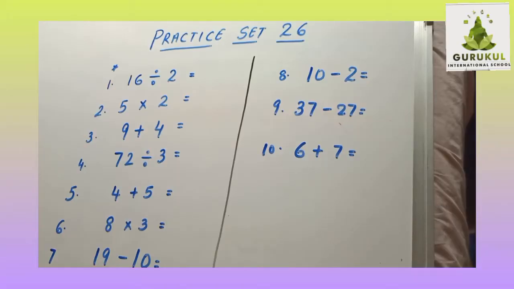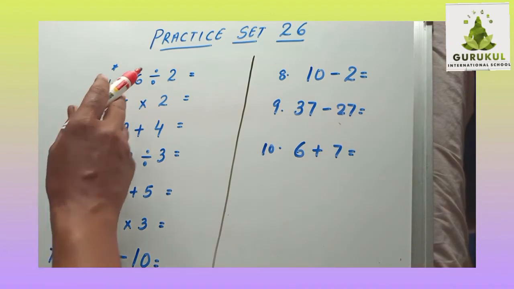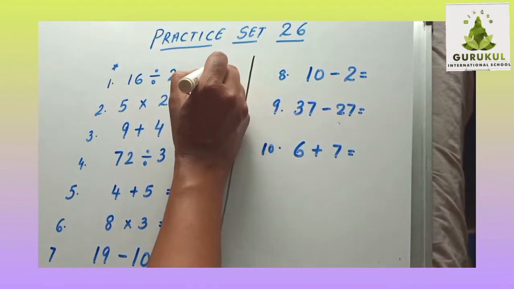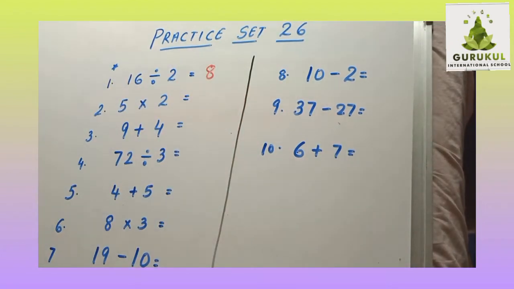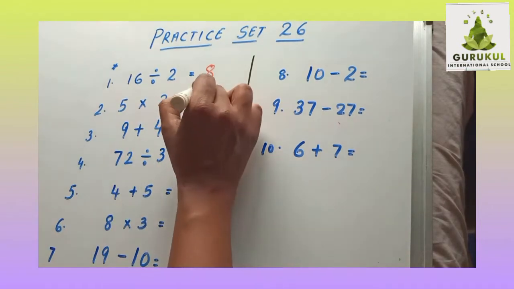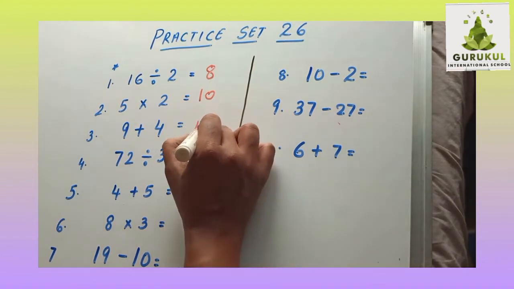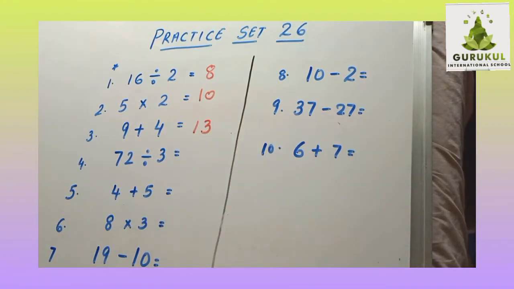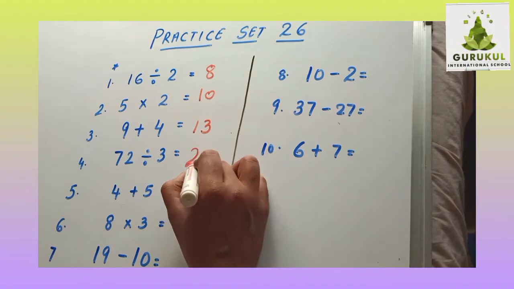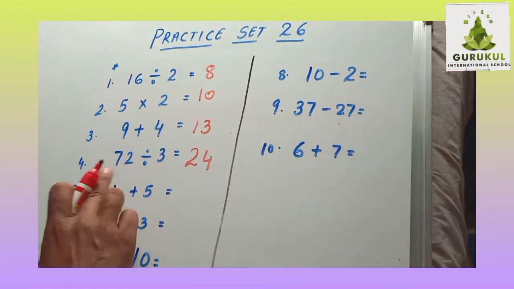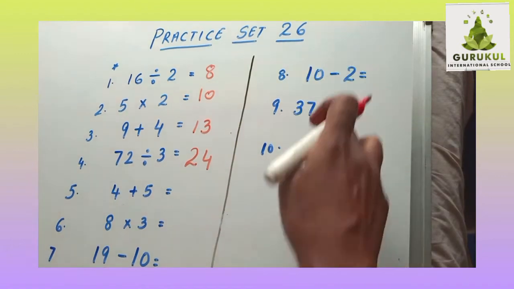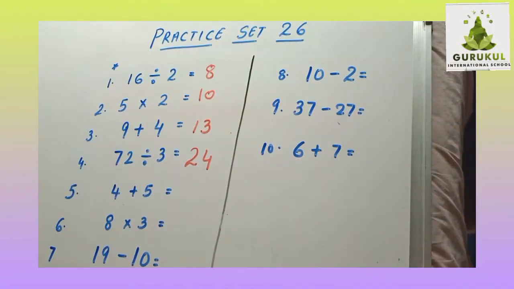See this now. 16 divided by 2. Divide 16 by 2. What you get? 8. Then 5 times 2 is 10. Write the answers this way. Is it clear? First write all the operations along with the numbers and then complete this way. 9 plus 4 is 13. Then 72 divided by 3 is 24. Divide and see in rough work. You can divide and see to the right side. You make one line and you can divide and see in the rough work place.